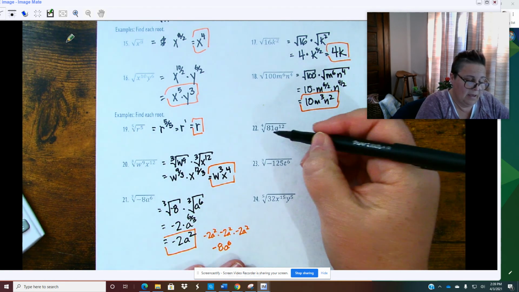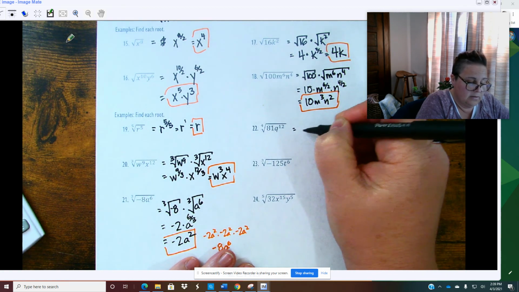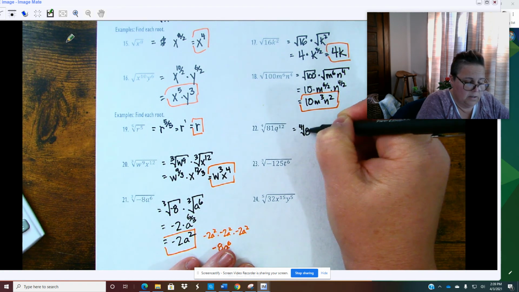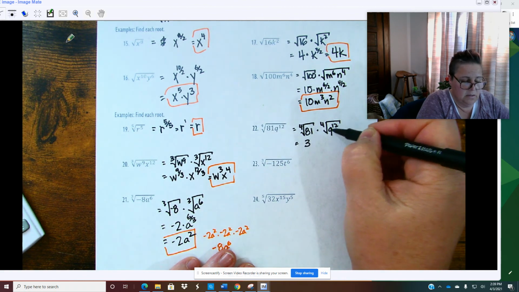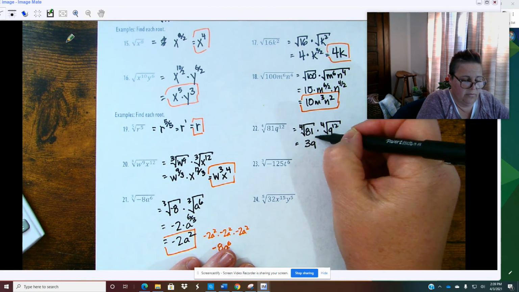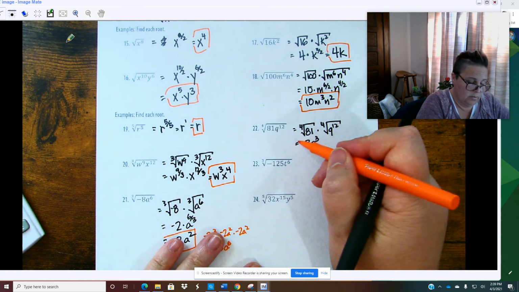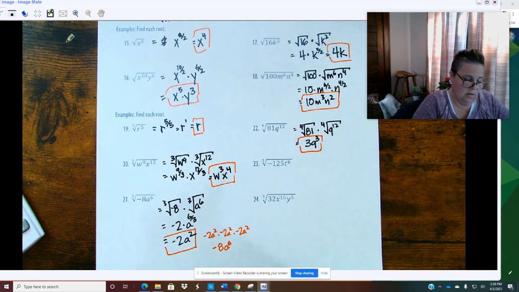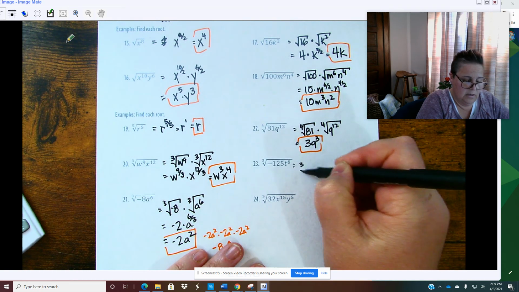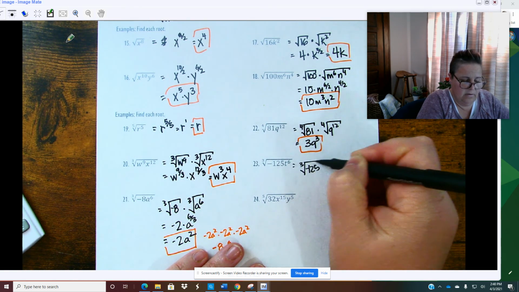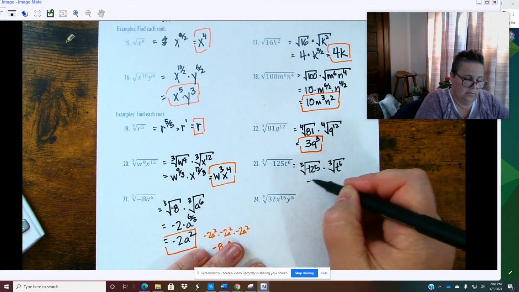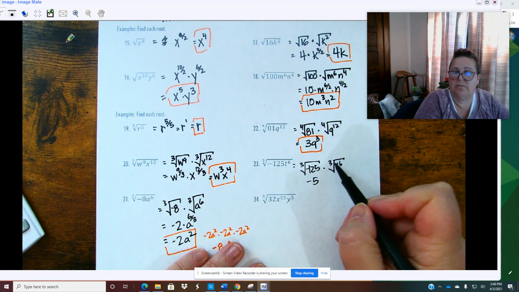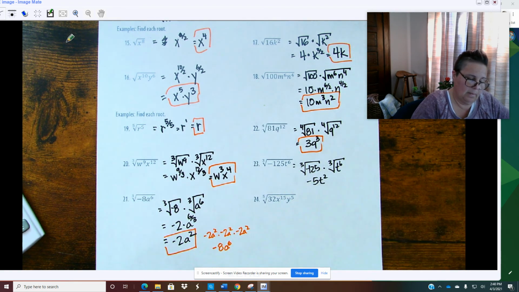Number 22, we have 81 q to the 12th. This should be the 4th root of 81 times the 4th root of q to the 12th, which will be 3 q to the 12 divided by 4, 3q to the 3. Then I've got the cube root of negative 125 times the cube root of t to the 6th. So it'll be a negative 5. 6 divided by 3 is 2, t squared.